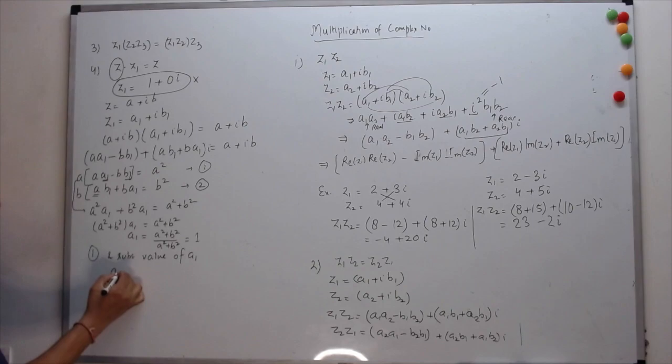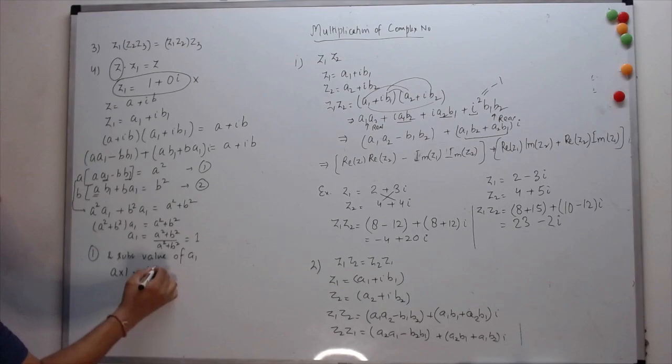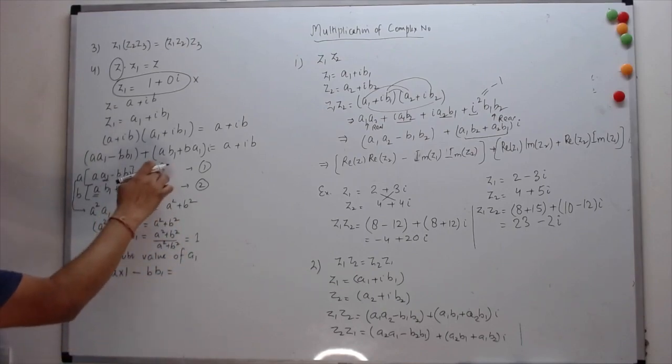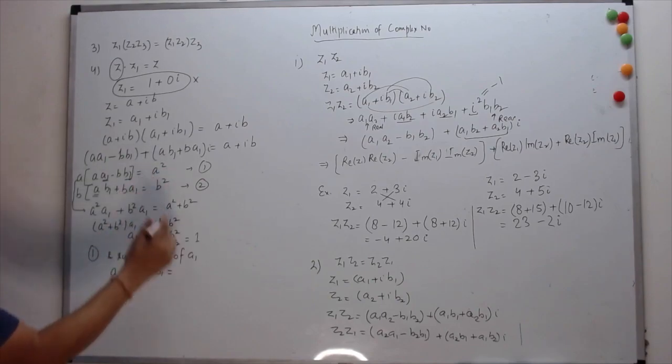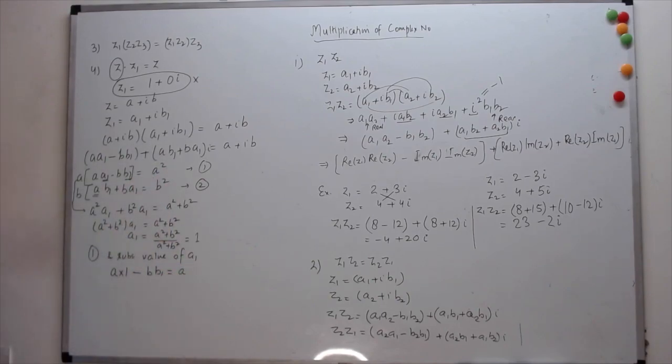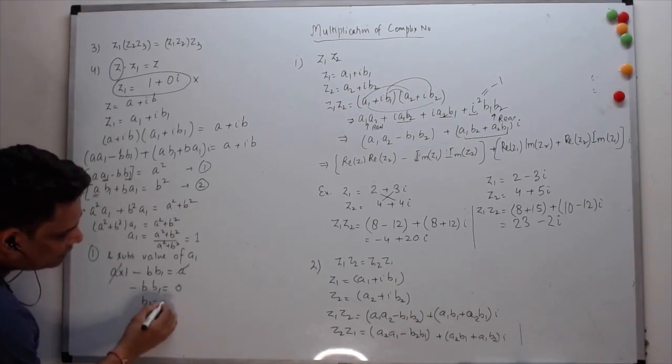So it comes out to be a into 1 minus b into b1 equals, now this is something which we multiplied later. So earlier it was a only, right? That was the original equation. And this a would get cancelled out, and what we get is negative b times b1 is 0. And since this complex number doesn't have b as 0, we can't take this b as 0, so the only possibility is getting a b1 value as 0. So this gives us a value of b1 as 0.